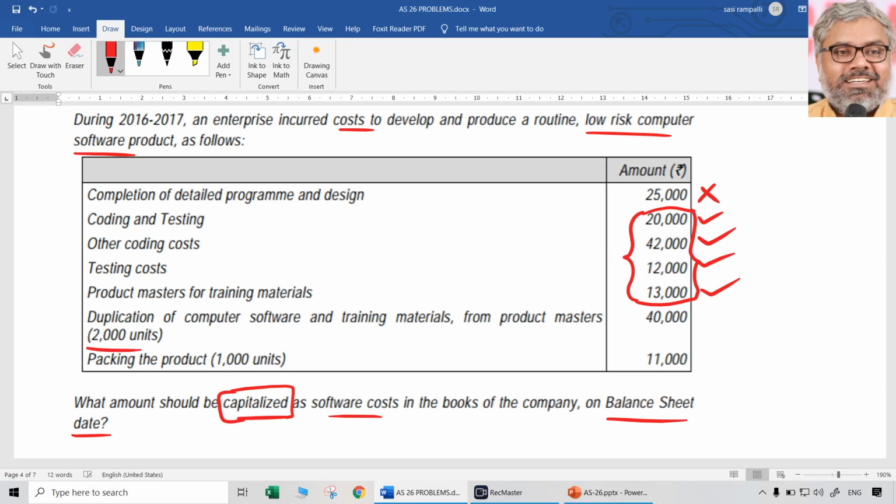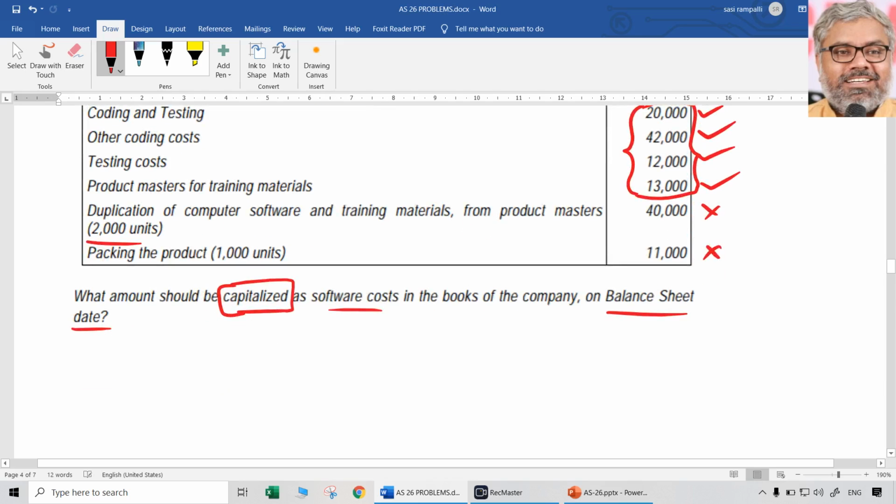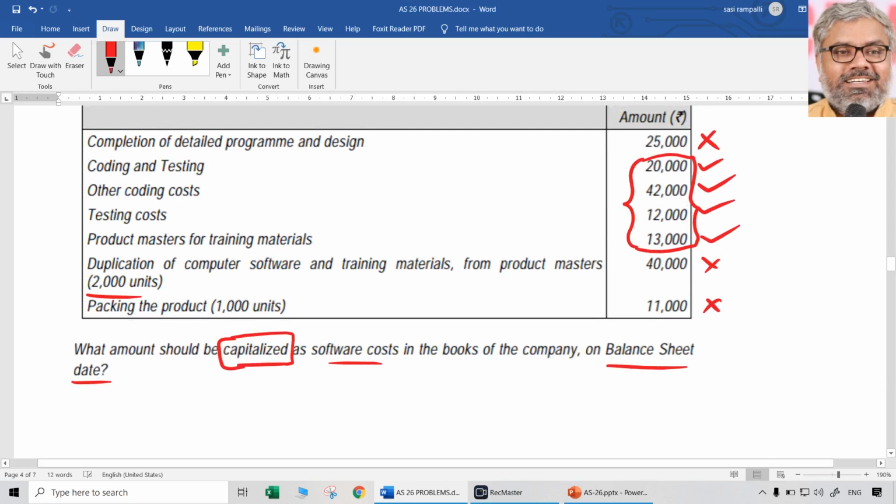They are producing it actually. 2000 CDs, let us say they are making. That is a production cost, not a development cost. Packing cost is not a development cost. Those two are production costs. So 25,000 is a research cost. 40,000 and 11,000 are production costs. They cannot be capitalized. So naturally, how much can be capitalized? Only 20,000 plus 42,000 plus 12,000 plus 13,000, total 87,000 rupees is the final answer that can be capitalized.